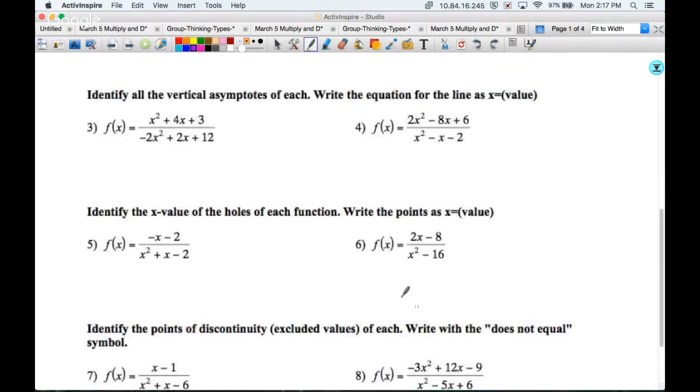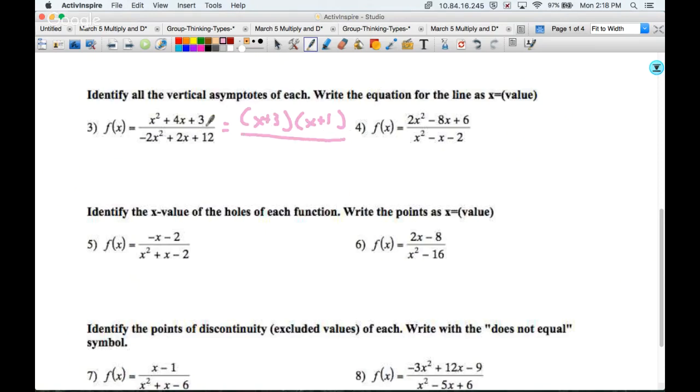Moving on, identify all the vertical asymptotes of each, right? The equation for the line is x equals a value. So in order to do this, we need to factor. I just want to do one of these, so I guess I'll pick this first one. Looks maybe slightly harder to factor. The top's going to be two numbers that multiply to be 3 but add to be 4, going to be 3 and 1. X plus 3, x plus 1.